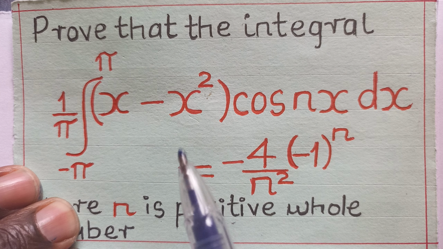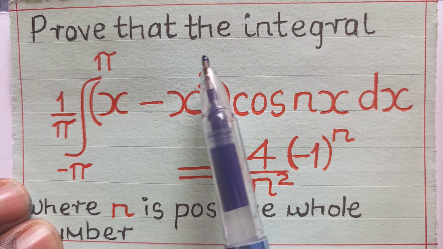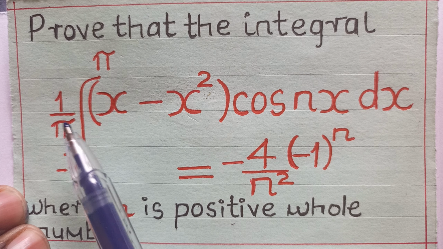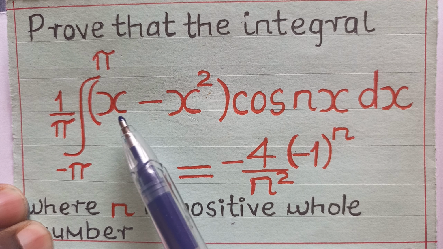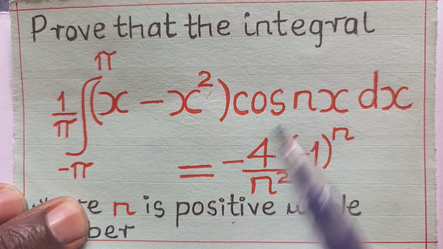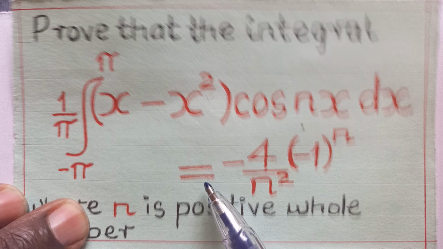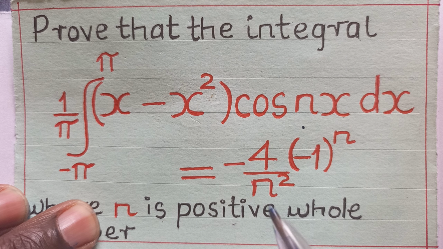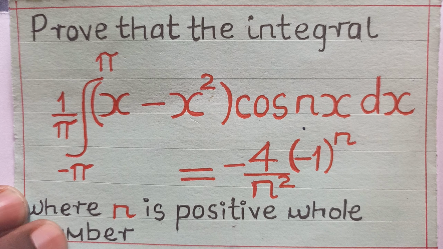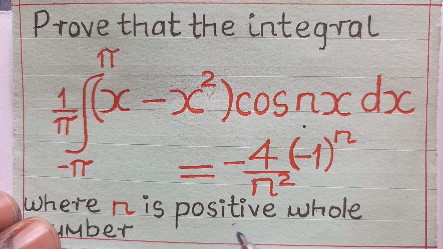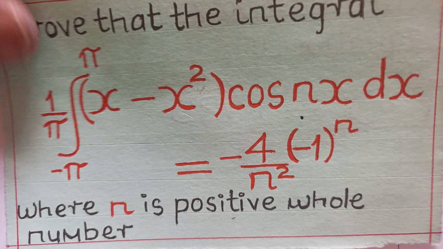Guys, we have a question here and we want to solve this question. Prove that the integral, 1 over pi, integral from negative pi to pi, of (x minus x squared) multiplied by cos nx dx should give us negative 4 over n squared multiplied by negative 1 raised to n, where n is a positive whole number. And so guys, we begin to do the question.